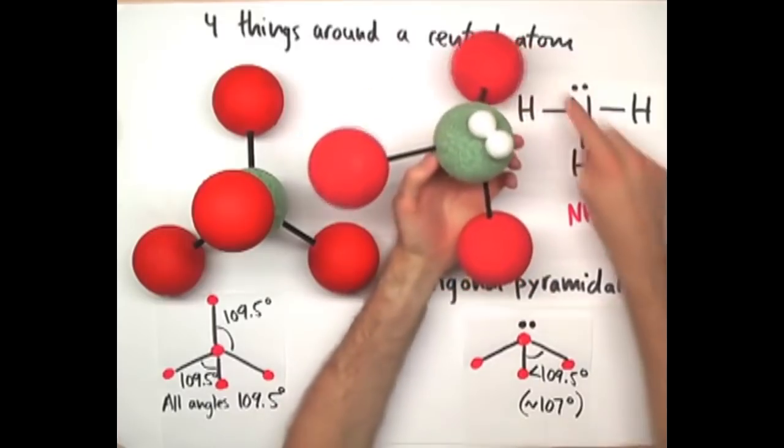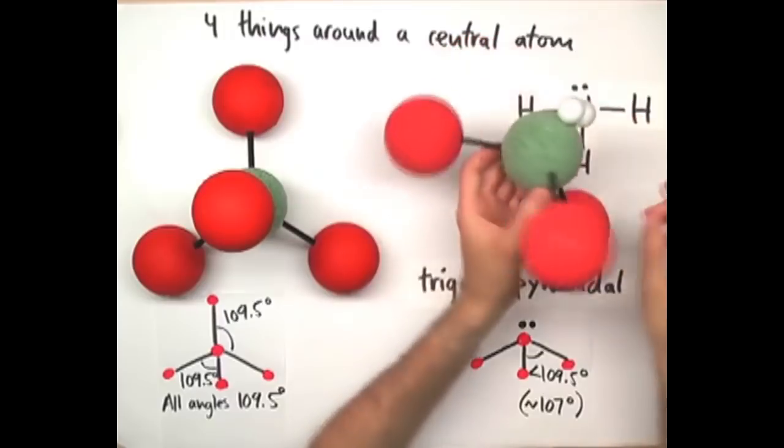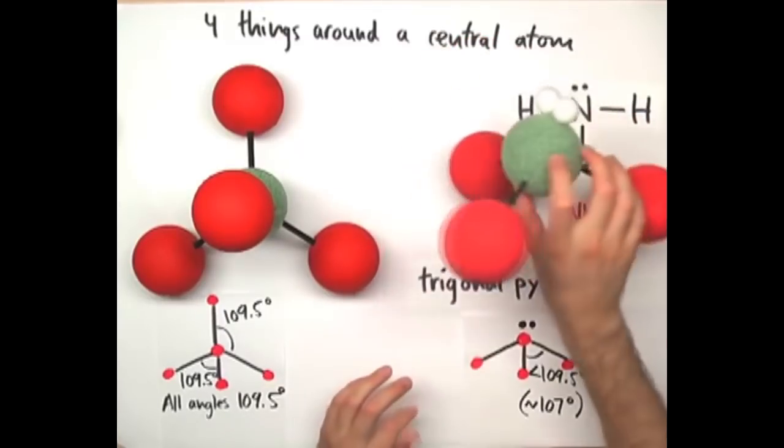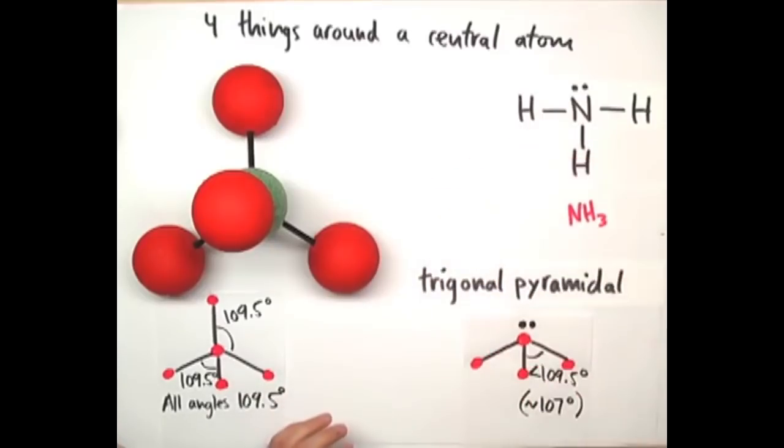So if you have four things around a central atom, but three of them are bonds and one of them is a lone electron pair, you end up with a shape that's called trigonal pyramidal that looks like this. Okay, one more example, and then we're done with the VSEPR video.